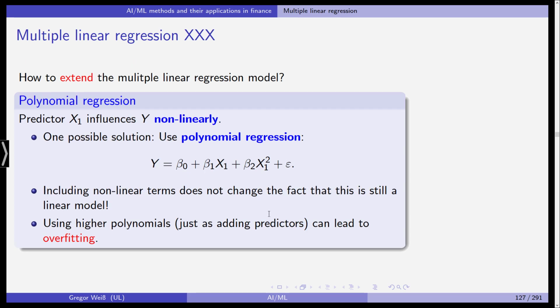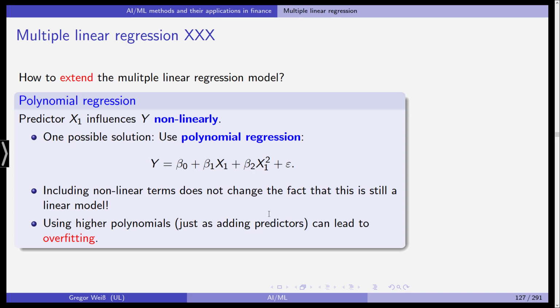What else to do? Now we've seen we are talking about a linear model. What to do if, for example, we see that the effect of x on y is probably a nonlinear one? Well, you can use a polynomial regression. Let's say predictor x1 influences y nonlinearly. We can use a polynomial regression. That is, we include x1 and the squared values of x1, so x1 squared.